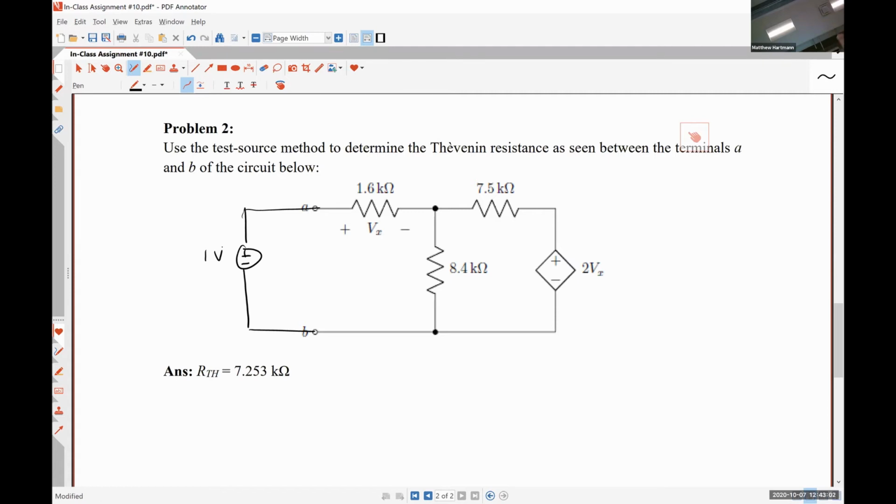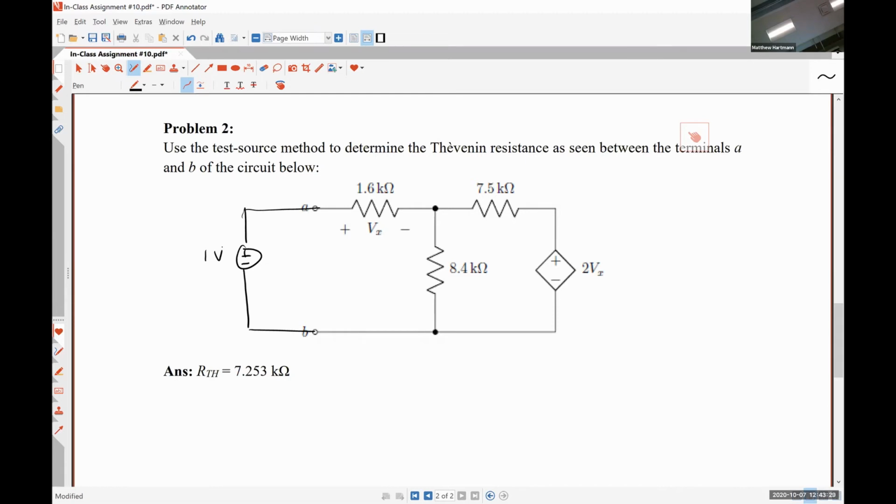My voltage then that we determined at the output would have been scaled by a factor of 1,000, but that same voltage of 7.253 kilovolts divided by 1 amp would have still given us an answer that was 7.253 kilo ohms. So I'm arbitrarily choosing 1 volt, 1 amp, things like that. You could choose 37.5 if you wanted to. Doesn't particularly matter what you choose. You're going to get the exact same answer.